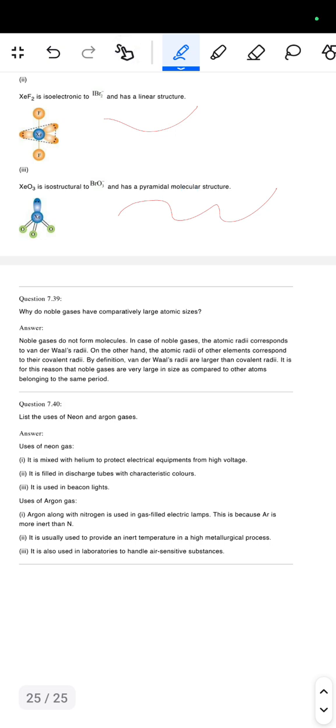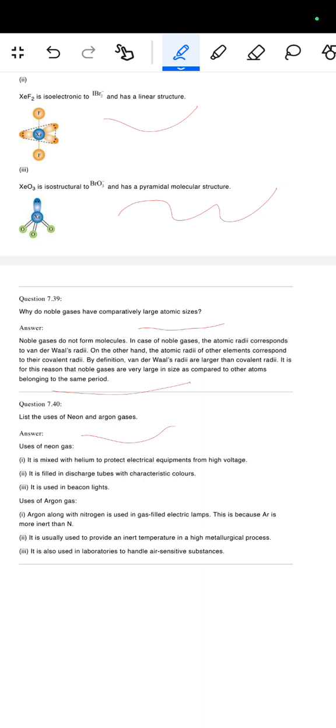Next: why do noble gases have comparatively large atomic sizes? The noble gases do not form molecules. In the case of noble gases, the atomic radii correspond to the van der Waals radii. On the other hand, the atomic radii of the other elements correspond to the covalent radii. By definition, van der Waals radii are larger than covalent radii. It is for this reason that noble gases are very large in size compared to the elements belonging to the same period. And the last one: list the uses of neon and argon.